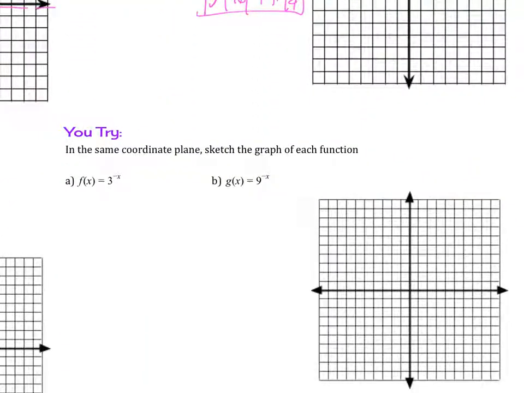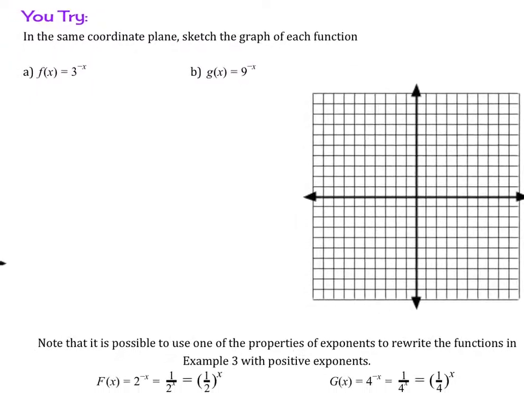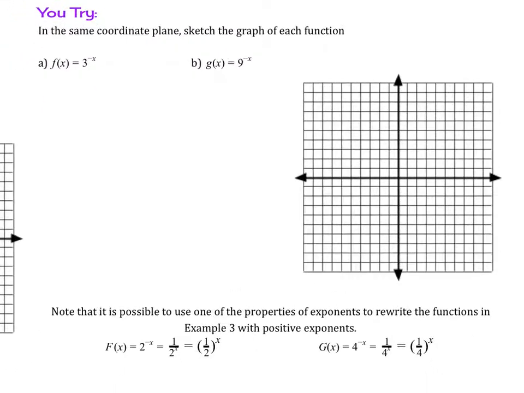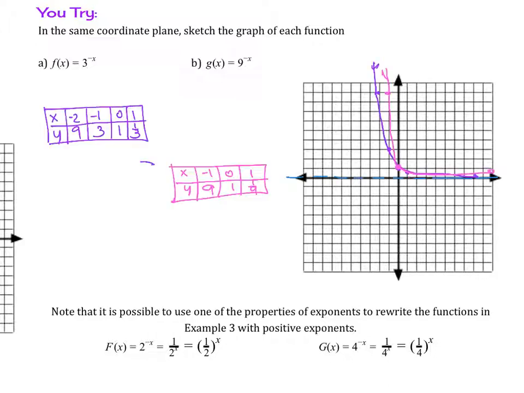Okay, and so you can graph this one, 3 to the negative x, 9 to the negative x as well. Note that it is possible to use one of the properties of exponents to rewrite the functions with positive exponents. So for example, you have 2 to the negative x, you can rewrite as 1 over 2 to the x, and it's the same thing. Okay, so pause the video, I'll draw this one out, and then you can check.